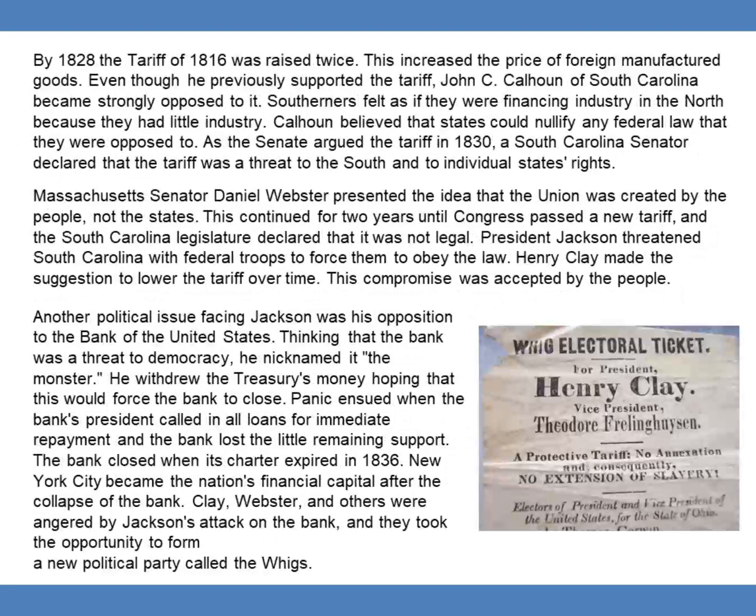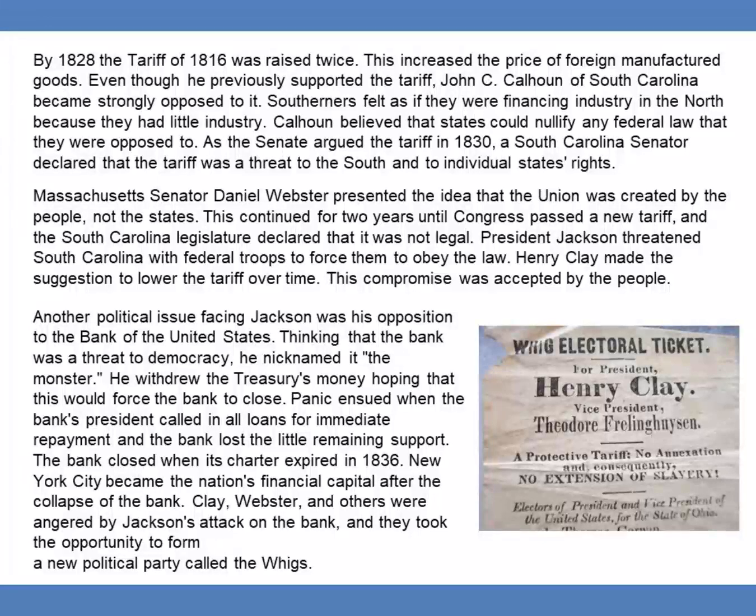By 1828, the tariff of 1816 was raised twice. This increased the price of foreign manufactured goods. Even though he previously supported the tariff, John C. Calhoun of South Carolina became strongly opposed to it. Southerners felt as if they were financing industry in the North because they had little industry. Calhoun believed that states could nullify any federal law that they were opposed to.